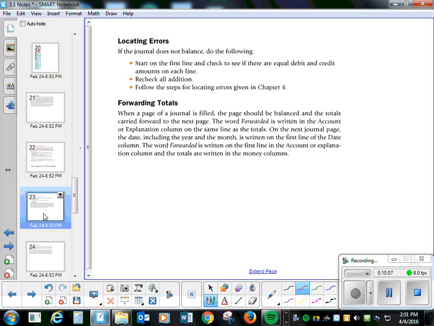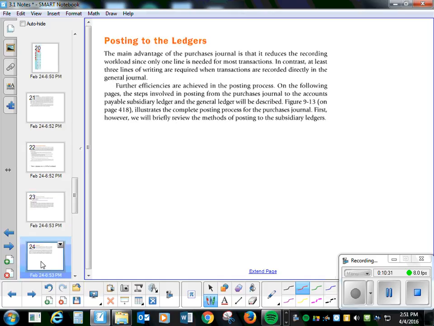If you have some errors, the first thing you have to do is start the first line and check to see if there's equal debits and credits. And if they don't, recheck your addition. And if not, then you need to kind of go back and go through each transaction and see if maybe something's put in the wrong column, or if you've got numbers that are mixed up, like 14 you've recorded as 41. Okay?